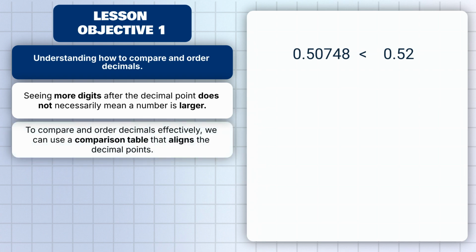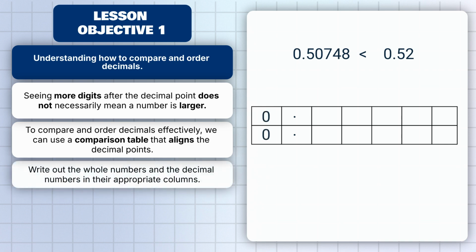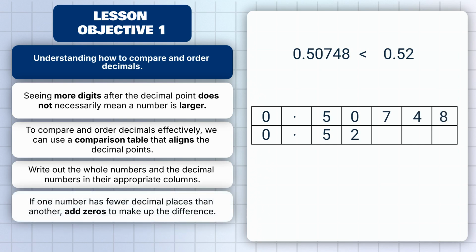To compare and order decimals effectively, we can use a comparison table that aligns the decimal points. This helps us to see the values more clearly. Write out the whole numbers in their appropriate columns, then write out the decimal numbers in their appropriate columns: tenths, hundredths, thousandths, etc. If one number has fewer decimal places than another, add zeros to make up the difference. This doesn't change the value of the number, but allows us to compare them easily.